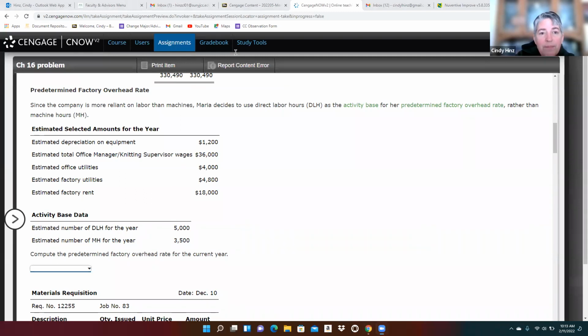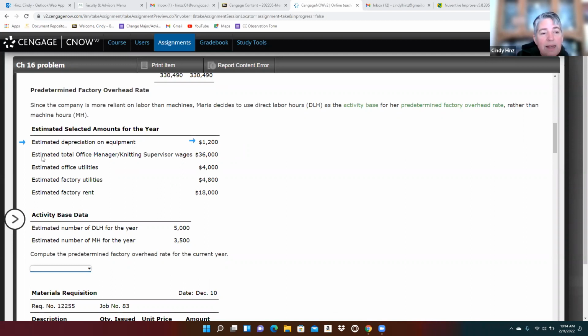So what do we have of these amounts that are given here? Which of these are our factory overhead? Well, there we go. We have the estimated depreciation on equipment of $1,200. And so that is going to be for the $240 each for the 3 knitting machines, plus the $480 that we had for that packaging machine. So that equipment is being used in the process of making the product. That's going to be part of our factory overhead. So we're going to use that.